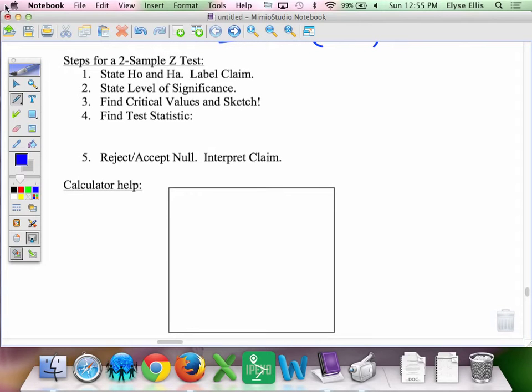Now, when we do a test, we're doing a 2-sample z-test. 2 samples, and we're still in the world of z's because everything's large. You're going to notice this is a very familiar format to you. Step 1, state your null and alternative, label your claim. That is always going to be step 1. Step 2, label your level of significance. That is still alpha. It's still given to you. Step 3, you can find your critical values. Because you're in the world of z's, you can still use your inverse norm for that. That's a repeat from last chapter. The new guy.